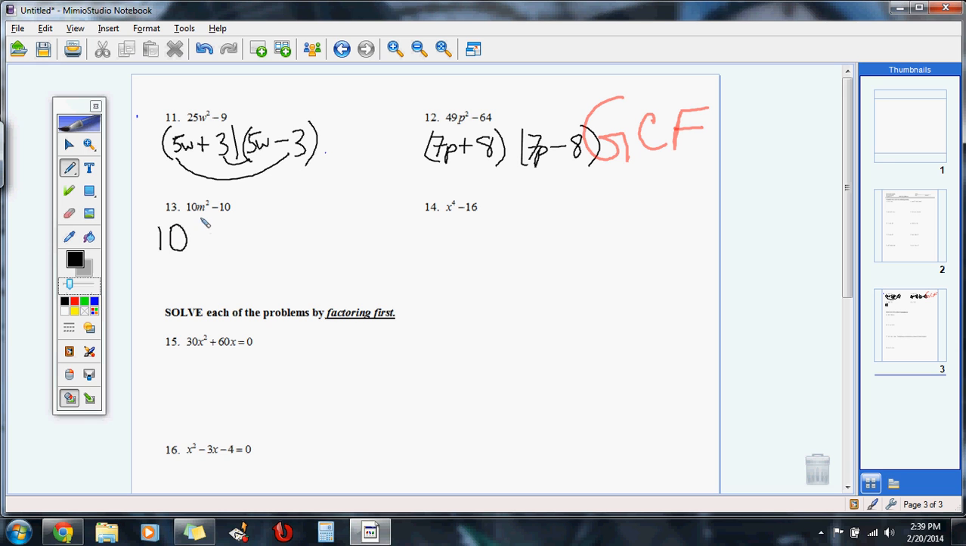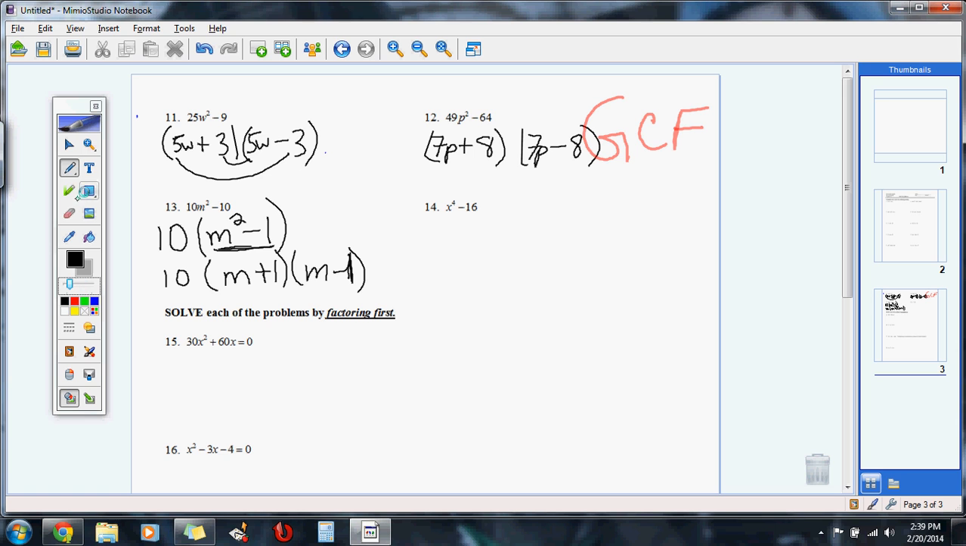There's a 10 that comes out, and on the inside that would be m squared minus 1. Well, look at that. Once you take a GCF out, you see that there's a difference of perfect squares right there on the inside. The square root of 1 is 1, so that's an easy square root. So we do 10, and then we just split up the m squared minus 1 with m plus 1, and then m minus 1. Sorry, m minus 1 there.